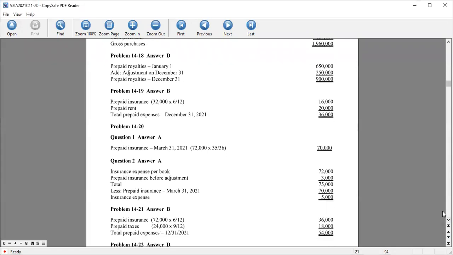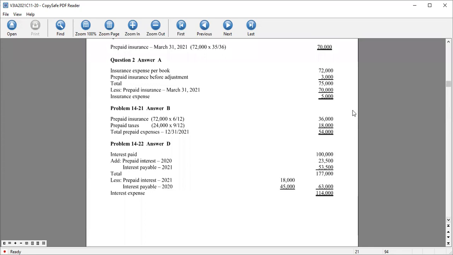We have problem 14-21. On December 31, 2021, what amount should be reported as prepaid expenses? So we have prepaid insurance in the amount of 36,000. Then we have prepaid taxes for 18,000. So the total on December 31, 2021 is 54,000. The prepaid insurance is 72,000, and this was paid on July 1, 2021. So at the end of December 31, 2021, the expired portion is 6 months. So the prepaid portion is also 6 months.